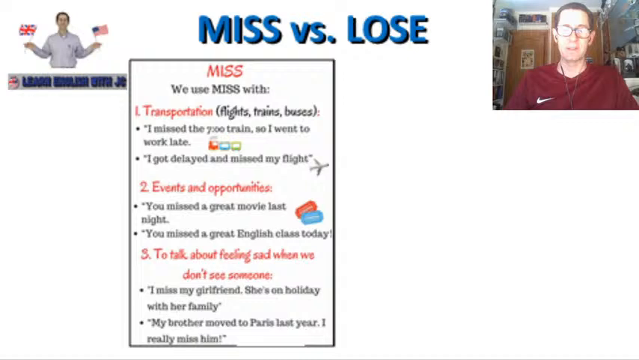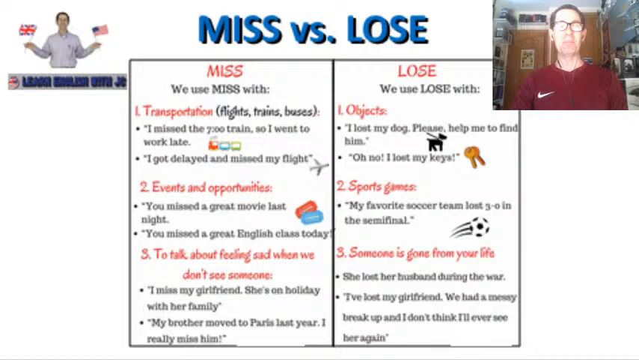Anyway, all right. So now in terms of lose, it is an irregular verb, okay? The conjugation is lose, lost. So it is irregular. L-O-S-E is the present, L-O-S-T is the past, as well as the past participle. Lose, lost, lost. Okay, so that is the verb lose. And we use it with objects. For example, you have lost something or somebody.